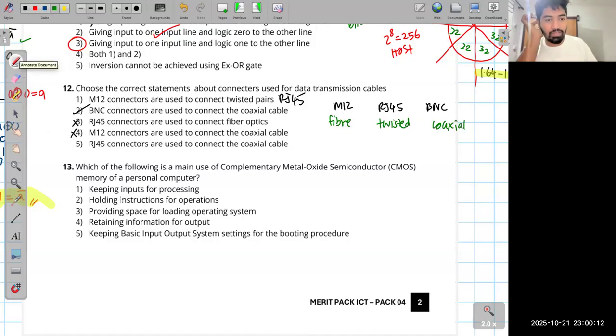Which of the following is CMOS? CMOS will keep all basic settings. It will keep your system settings. Keeping input, holding instruction, providing space, retaining information, keeping basic book information settings, booting process.